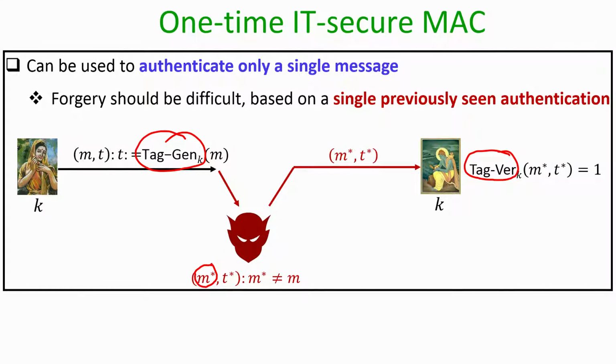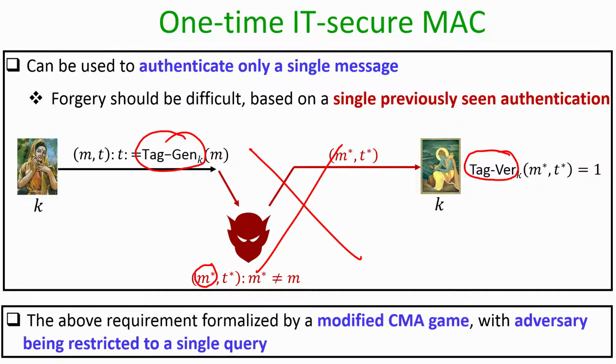So, basically the goal of the one-time information theoretic secure MAC is to prevent this from happening. That means it should not be possible for an adversary to successfully come up with the (message, tag) pair (m*, t*) by seeing a previously authenticated (message, tag) pair, even if the adversary is computationally unbounded. This requirement we formalize by a modified CMA game, where the adversary is restricted to just make a single query.